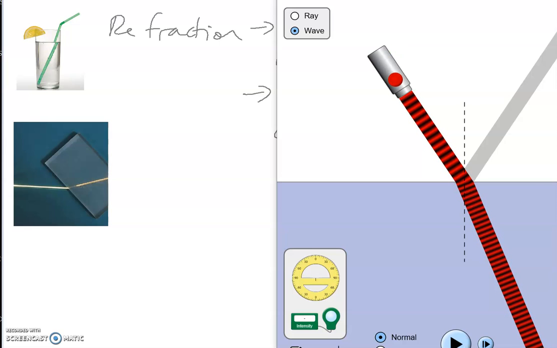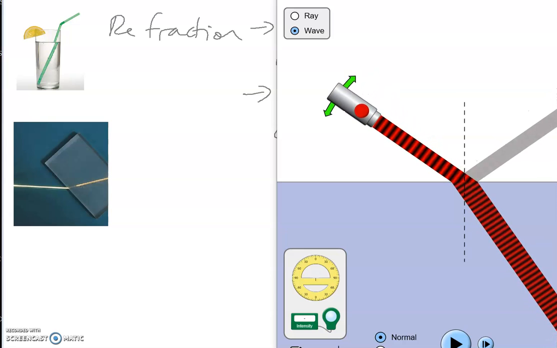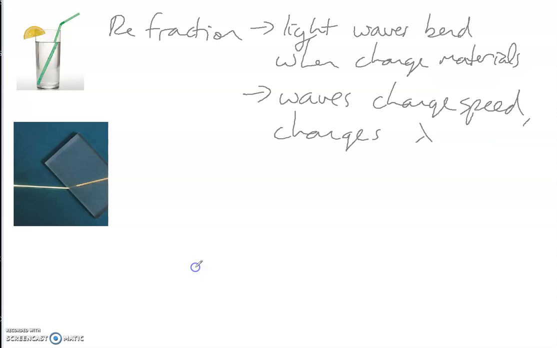Well, the reason it bends is this part right here, that part of the wave hits this first. It hits that second material first. And since it hits that second material first, it slows down and sort of gets left behind while the fast part keeps on going. So it sort of gets ahead of it. So the part that's hitting first gets sort of left behind, and the part that keeps going can sort of scoot ahead. Okay, so the waves change speed and they change wavelengths.